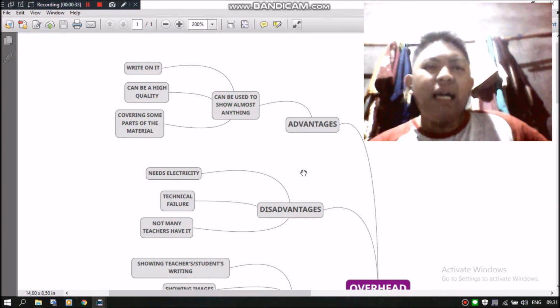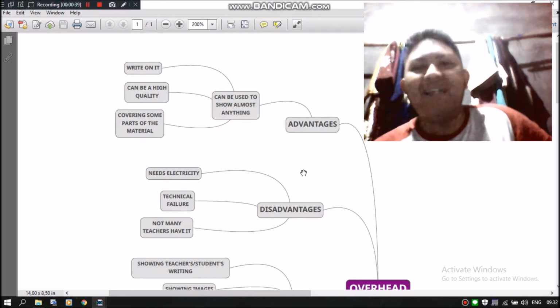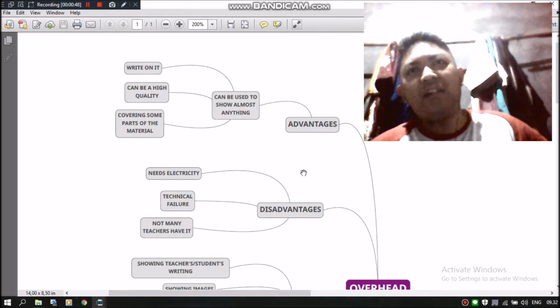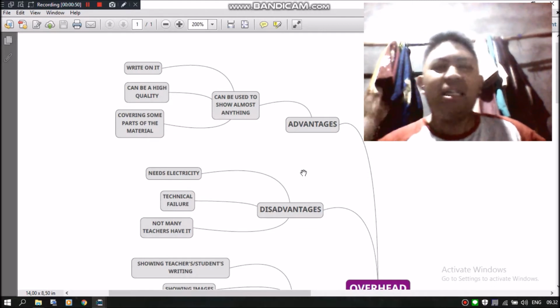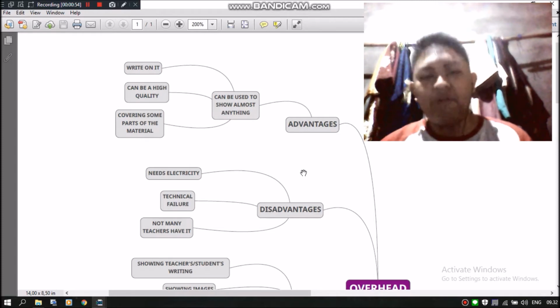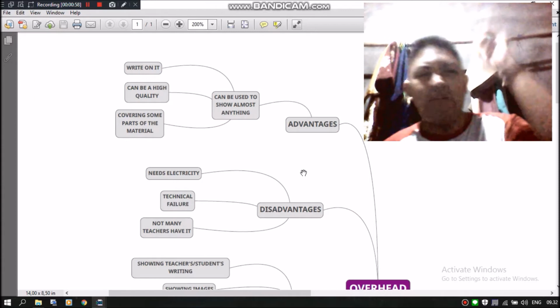It can also be high quality since it doesn't render, if you understand the word render, because it doesn't need to render the picture first. The picture is rendered instantly, because if you place your writing on top of it, as I said before, it will be directly projected in front of you.